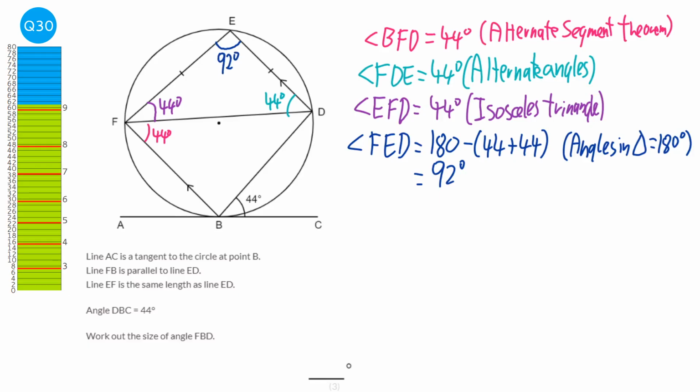And finally, took us a while to get there, but finally we can work out what this angle is, because in total all 4 corners of this quadrilateral here are touching the circle, so it's a cyclic quadrilateral. And so angle, what's it called in the question, angle FBD is going to equal 180 take away 92, and again we have to show the reason of the fact it's a cyclic quadrilateral.